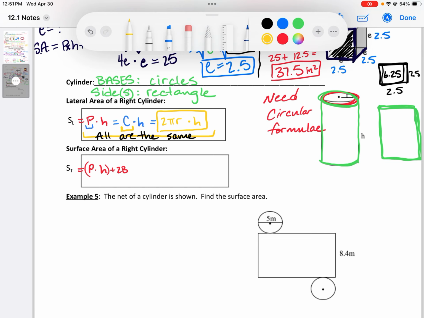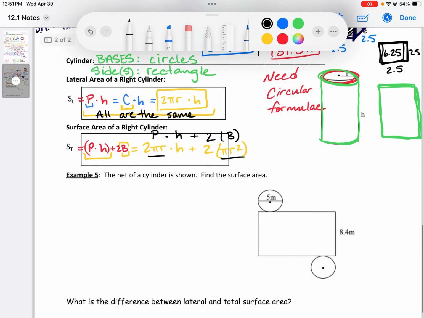And I can actually do the same thing with the next one. We already said that P times H can be replaced with 2 pi r times H. And then B is the area of the base, which we can replace with the area of a circle, which is pi times radius squared. So again, this is my perimeter, this is my height, this is my base. It's all the same thing. I'm just substituting formulas with variables, substituting variables with formulas.